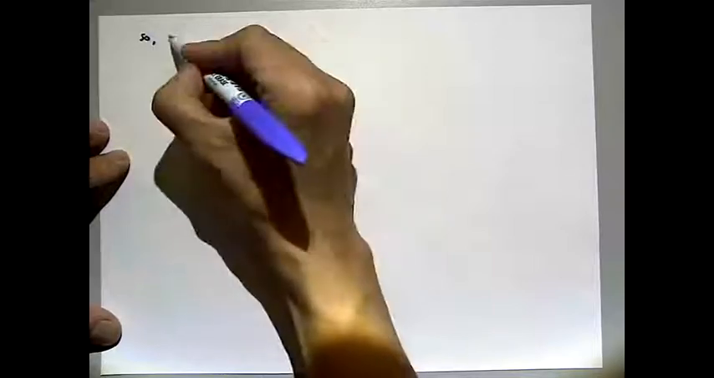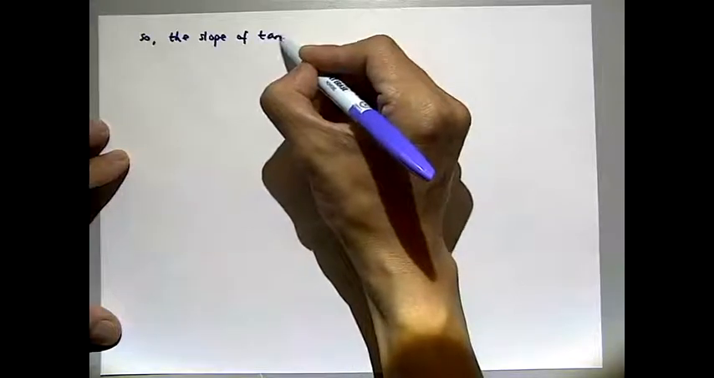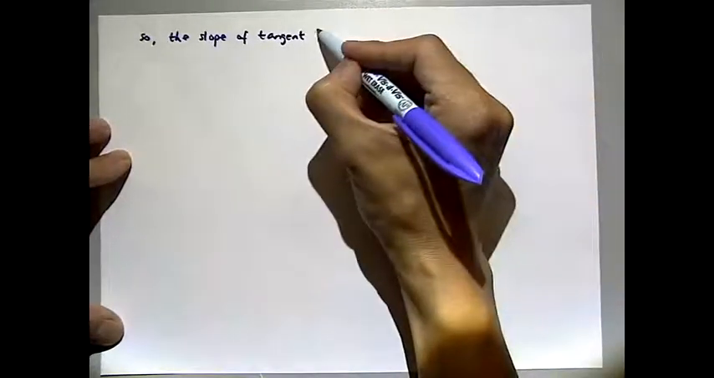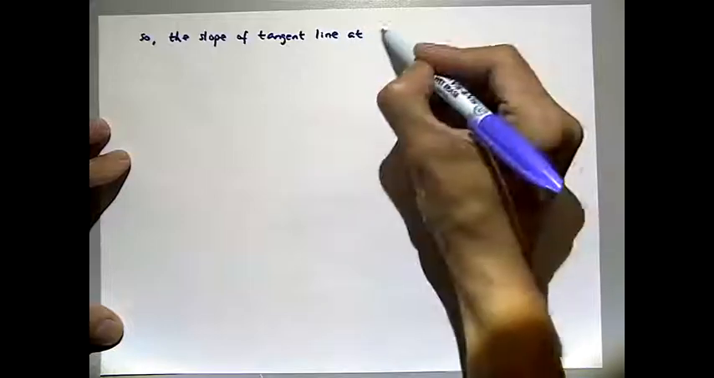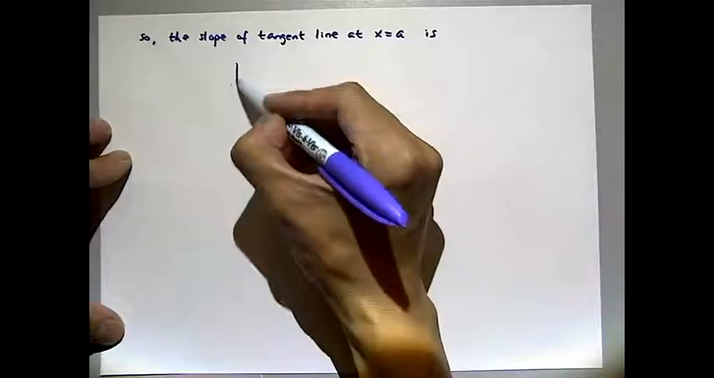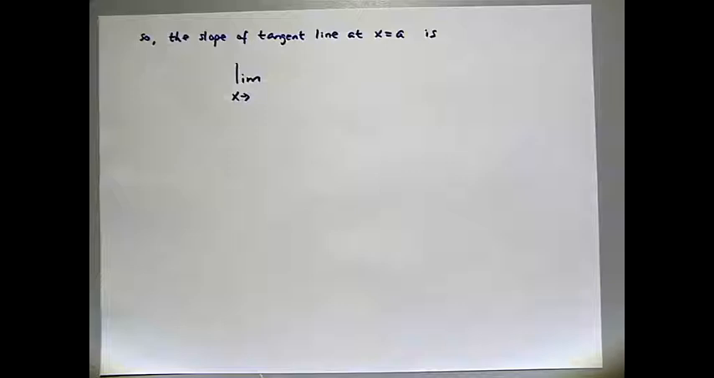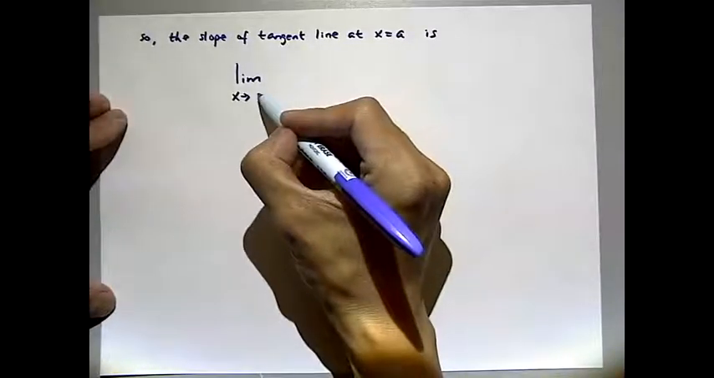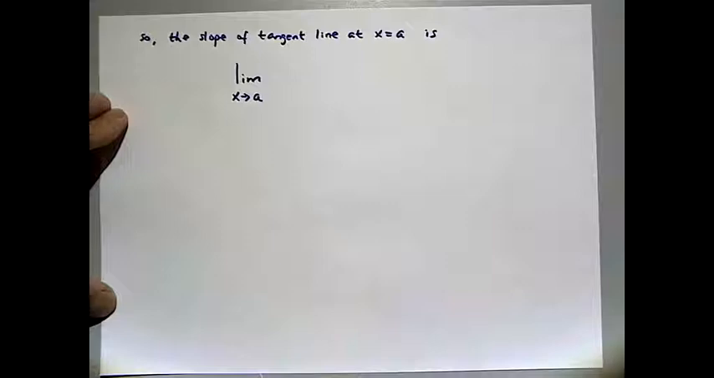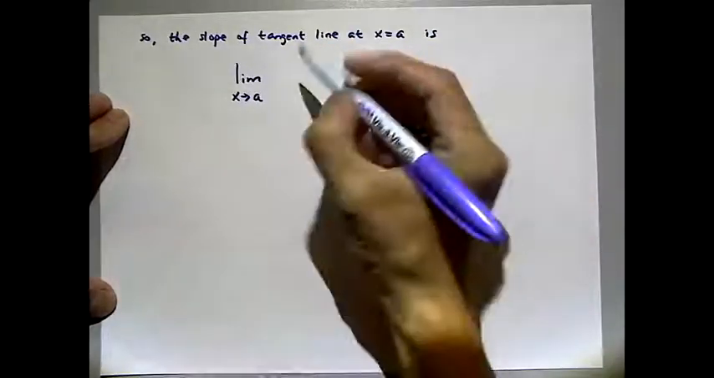So, therefore, the slope of the tangent line at x is equal to a is, take the limit. We bring the second point close, which means we're free to choose x. We have the freedom to choose what x is going to be. We want x to get very, very close to a. So we take the limit, making x close to a without being a. And what do we take the limit of? The secant line slope.